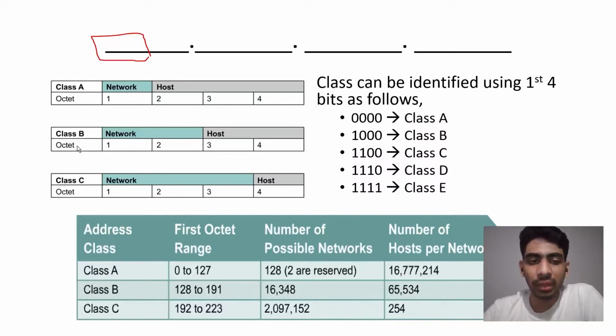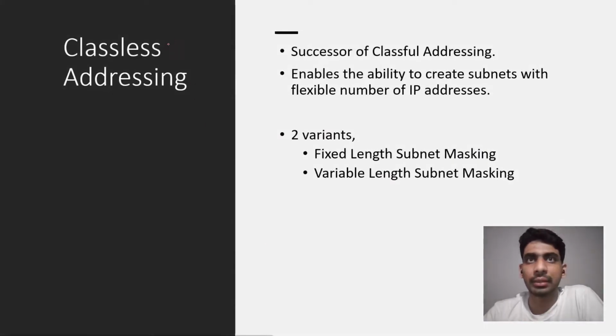That's why they had to find another new technique, and that is classless addressing. This is the successor of classful addressing, and this enables the ability to create subnets with a flexible number of IP addresses. It is not 100% flexible, but it's way more flexible than classful addressing. This has 2 variants: fixed length subnet masking and variable length subnet masking, and these are the 2 techniques used to make those 2 variants.